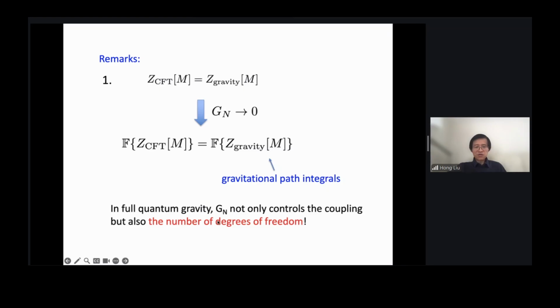And so we have been interpreting G Newton as controlling the number of degrees of freedom when we try to give some quantum gravitational interpretation of the semi-classical quantity. Okay.